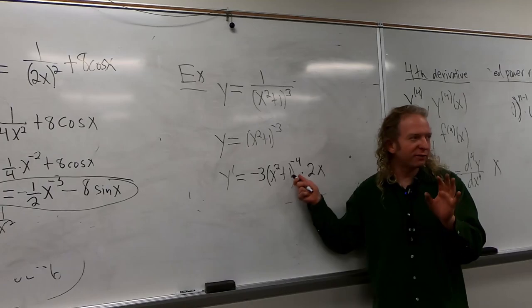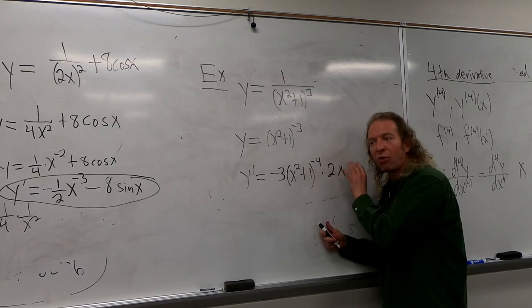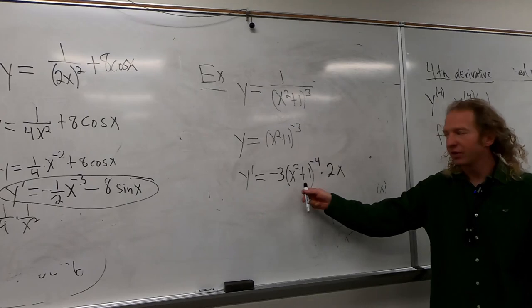The inside is x squared plus 1. Its derivative is 2x. We're almost done, okay? The last thing to do is just multiply the negative 3 and the 2x. So it's going to be negative 6x.